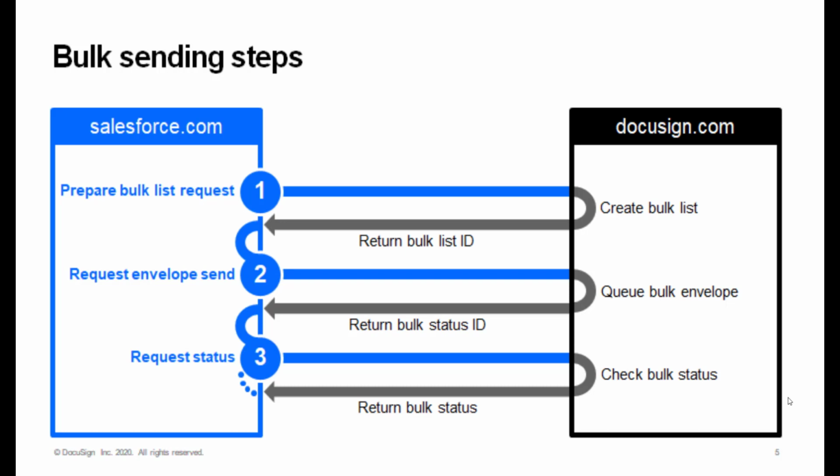Optionally, I can follow up on this by submitting a query for the current status of my bulk send. DocuSign responds with information like how many recipients the envelope has been sent to, and if there are any recipient issues. I can request the status multiple times after I receive the bulk status ID. So I can poll every few minutes, or I can check a day later and see where things are.